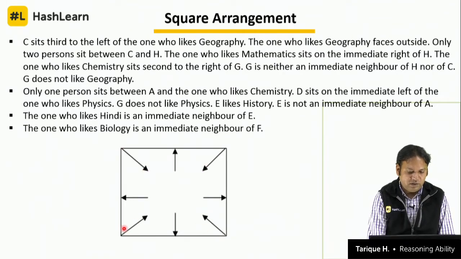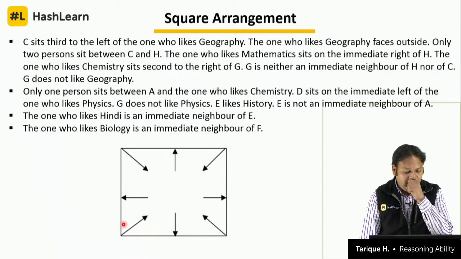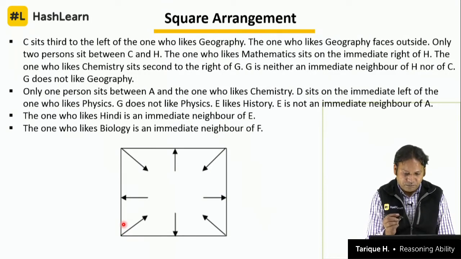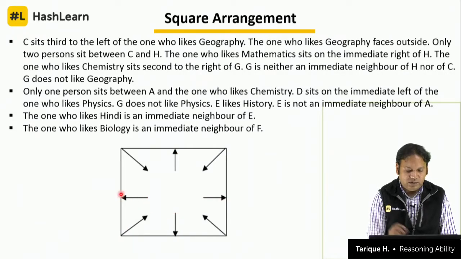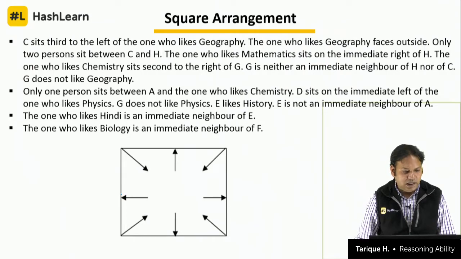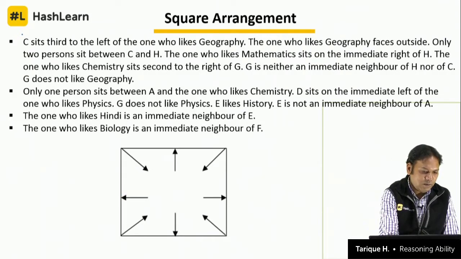So arrows I make so that you never make mistakes. If you make arrows in the diagram, you will not make mistakes while solving questions in the exam. And there are 4 persons at the sides facing outside. That initial setting is done, and then we start placing the persons and the clues one by one. So let's start with the first clue.